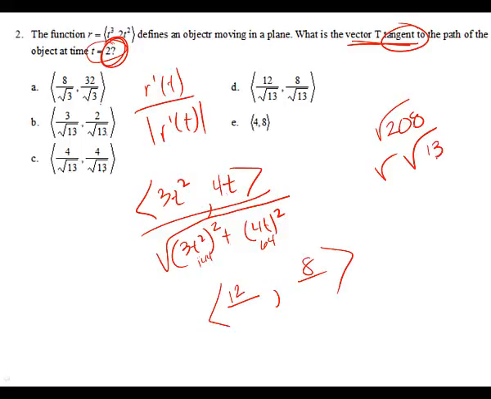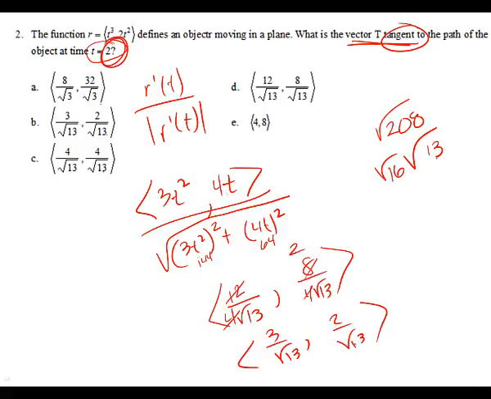Let's try 13. How many times does 13 go into 208? You guys have calculators. 16. So it would be 4 square root of 13 under here. So see, 4 goes into 12 how many times? 3. And 4 goes into 8 how many times? 2. So 2 over square root of 13.